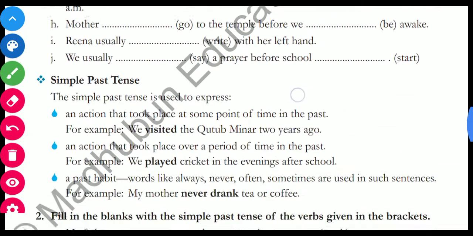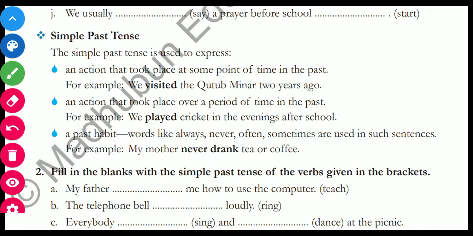Now come to simple past tense. When we are talking about simple past tense, the action that has already taken place at some point in the past, जो action हमारा past में हो चुका है, we talk about that action in simple past tense. Okay, for example, we visited the Qutub Minar 2 years back. That means 2 साल पहले मैं कुतुब मीनार गया था, मैंने विजिट किया था. So that is the past tense. That is the action, that is the verb being performed in past.